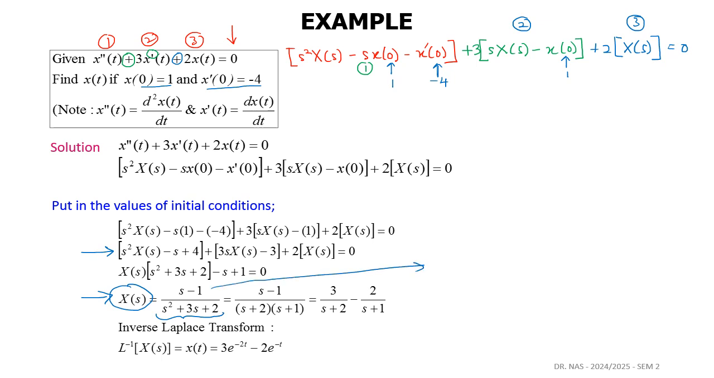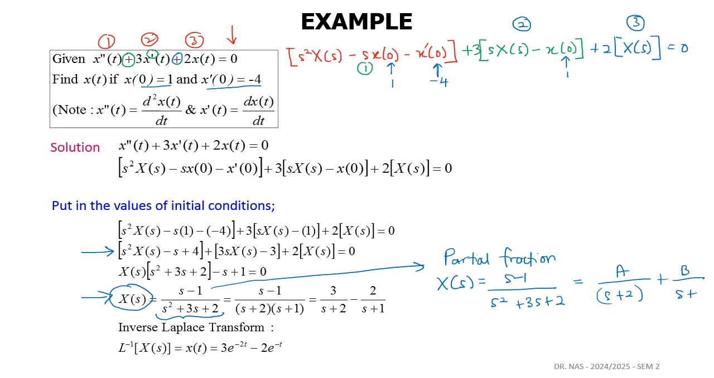Next, you need to perform partial fraction expansion. So you have the Xs equal to s minus 1 divided by s squared plus 3s plus 2. So in which this one is equal to A divided by s plus 2 plus B divided by s plus 1. Okay, so solve for A and B. Replace A and B inside the equation. Then perform inverse Laplace transform of Xs. Then you get the xt. So this is your xt.